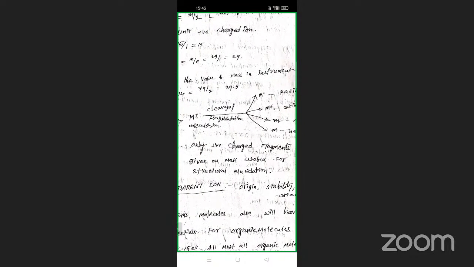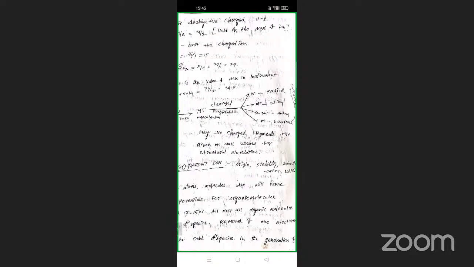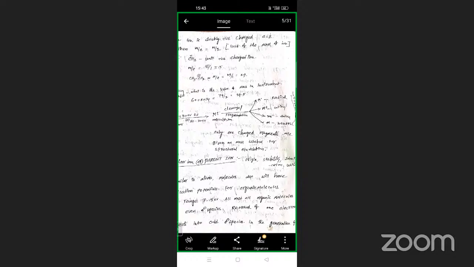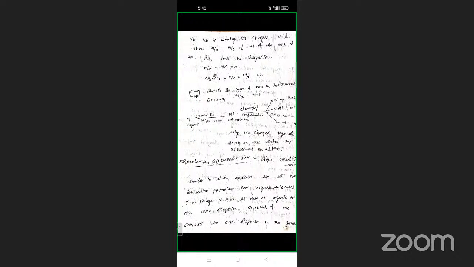But in your instrument, only the positively charged fragments are useful for structural elucidation, because the signals are obtained only for positively charged fragments. And the molecular ion we can also call the parent ion.